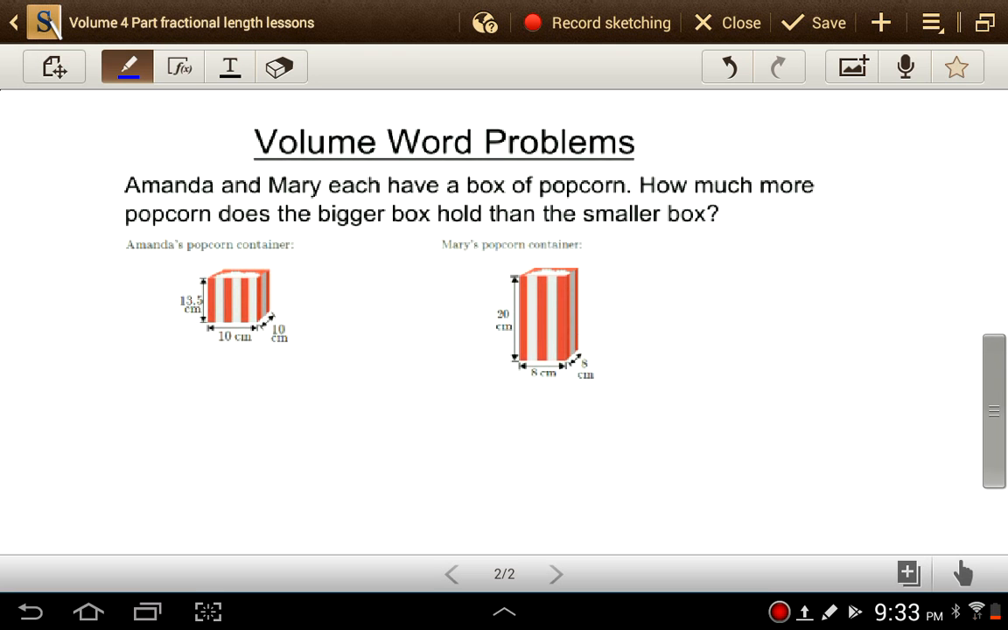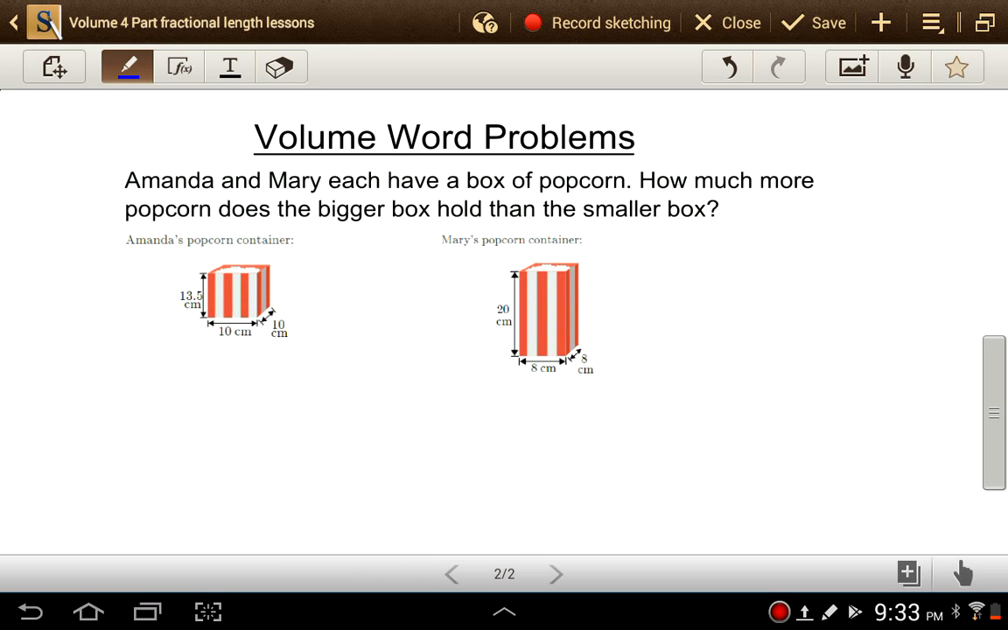Okay, finding the volume of word problems. Here we have a situation. Amanda and Mary each have a box of popcorn. How much more popcorn does the bigger box hold than the smaller box? Well, in order to answer this problem, the first thing I have to do is figure out how much popcorn each container can hold. I'm going to use my formula, volume equals length times width times height for both of them.